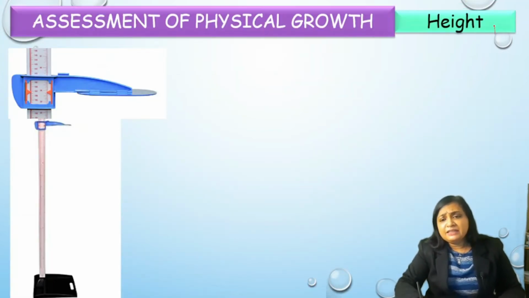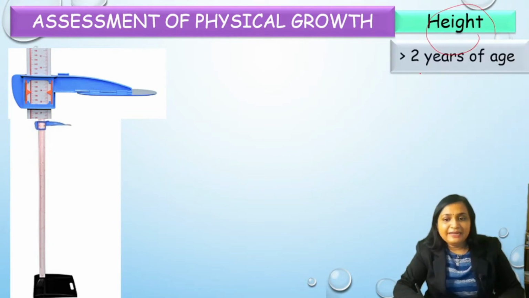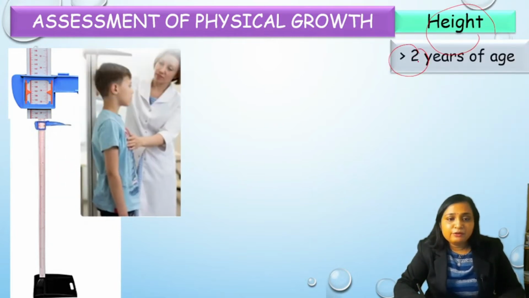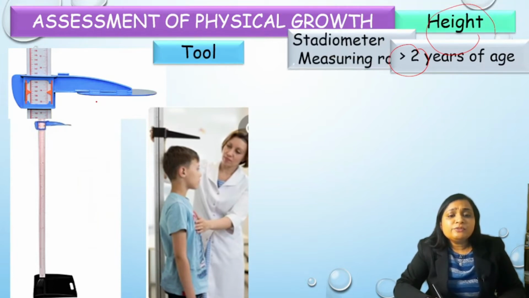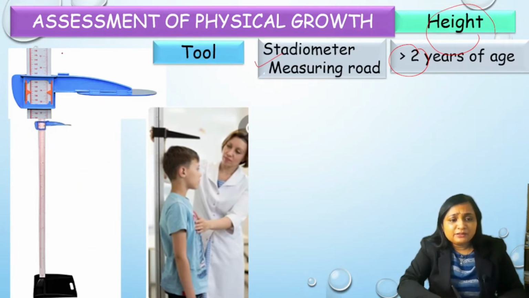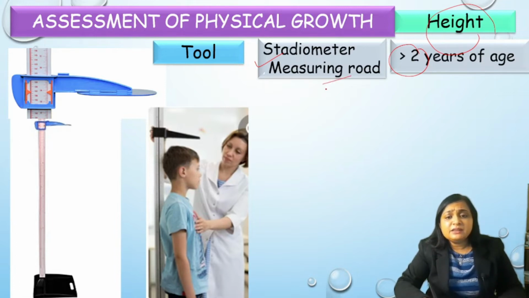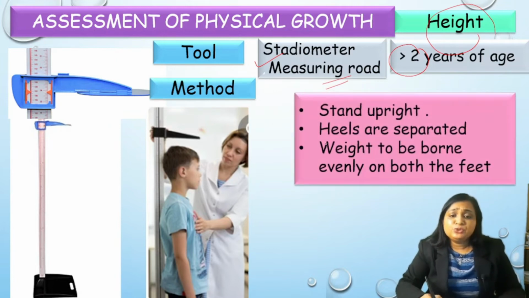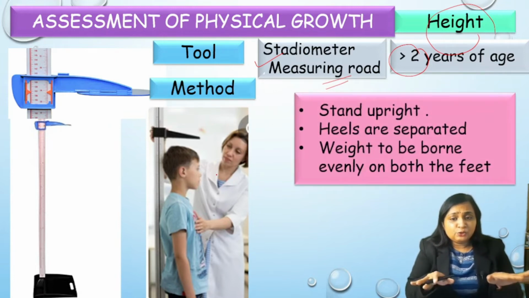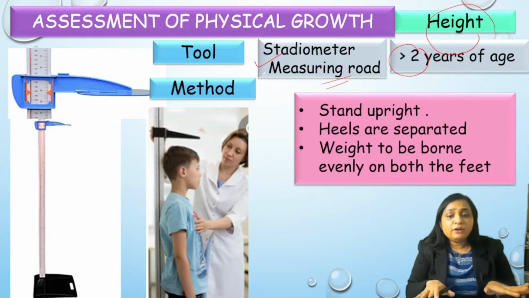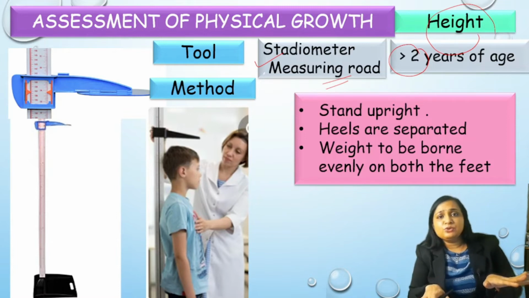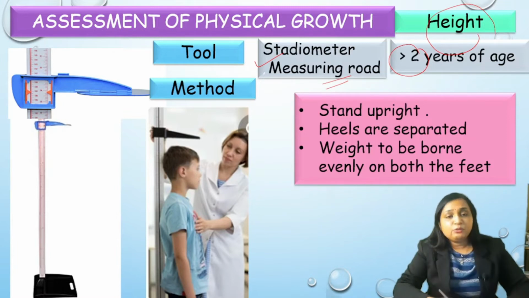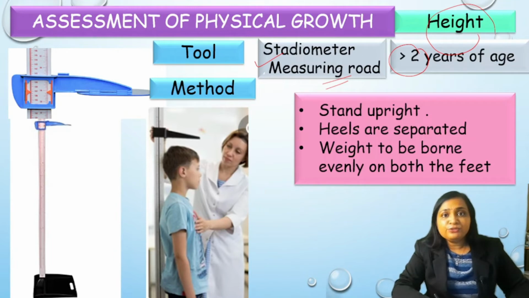Now after the length, we are going to learn about height. Height is applicable after 2 years of age. And what is the tool we are using? It is called a stadiometer. This instrument is called a stadiometer, which is used for the measurement of the height. What is the method? The child should stand upright, heels should be separated, and weight to be borne evenly on both feet. There should not be leaning here and there, otherwise height would be lesser or more than the normal.